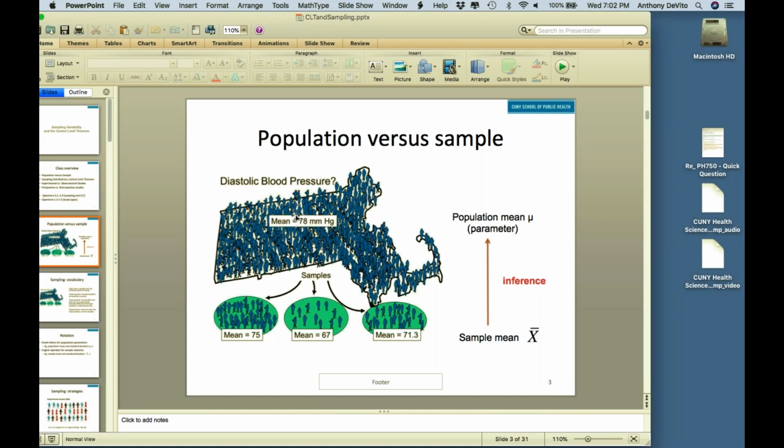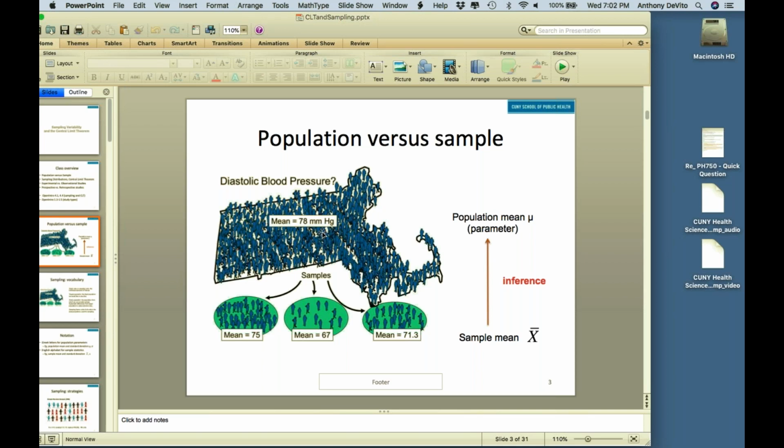Their average blood pressure for everyone in Massachusetts turns out to be 78. Chances are we'll never know that in our lifetime if that's really true, because we'd have to measure everybody's blood pressure in Massachusetts. Not very practical. But the mean that we're talking about here, that's mu. Mu is 78. We probably will never know what mu really is, but in the background, secretly, we know it's 78, right?